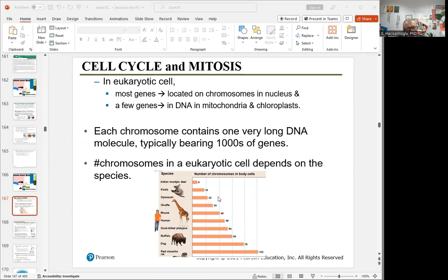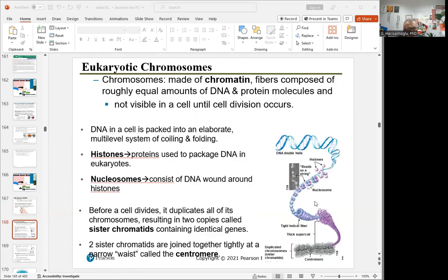Okay. So we start with cell cycle and mitosis. In eukaryotic cells, most genes are in chromosomes, basically in the nucleus, and some might be in mitochondria and chloroplasts. The number of chromosomes actually varies. You can see a table here. A koala has 16. A deer has 6. Opossum has 22. Mouse has 40. Dog has 78. Rats have 102. And it goes on. Human has 46 chromosomes.